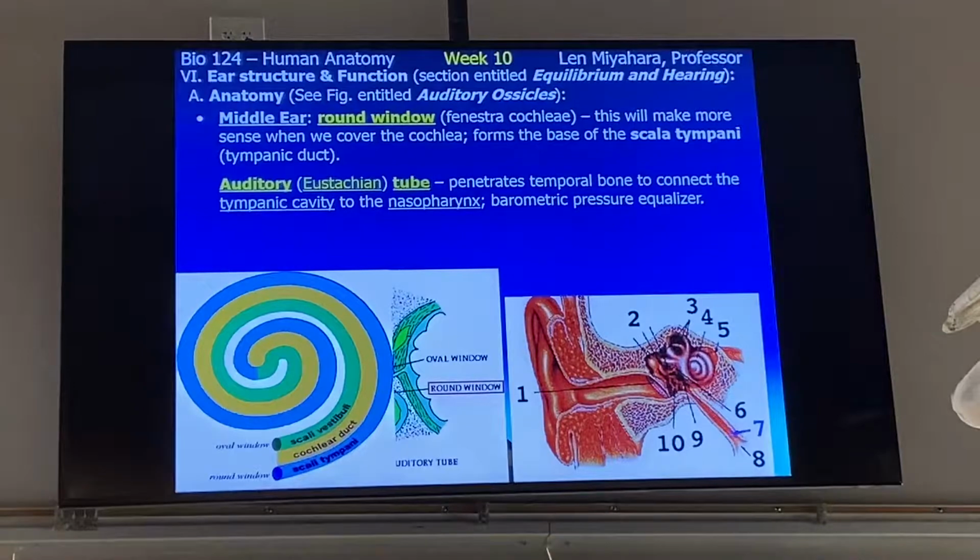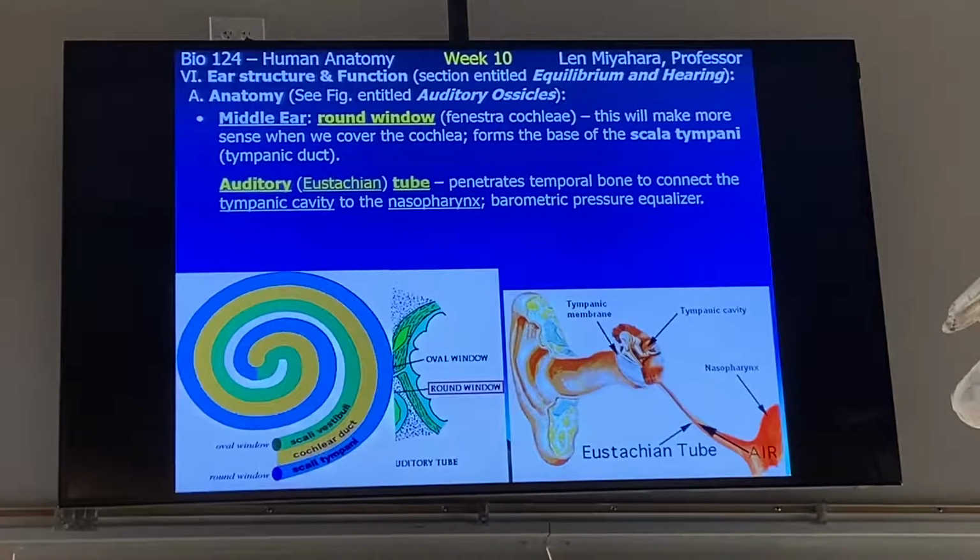The auditory tube connects the tympanic cavity to the nasopharynx. This is what is used to equalize barometric pressure. So when you go up in elevation, the pressure in your external auditory canal goes down. The auditory tube is normally collapsed. It's a very soft, floppy tube. Rarely is it actually wide open.